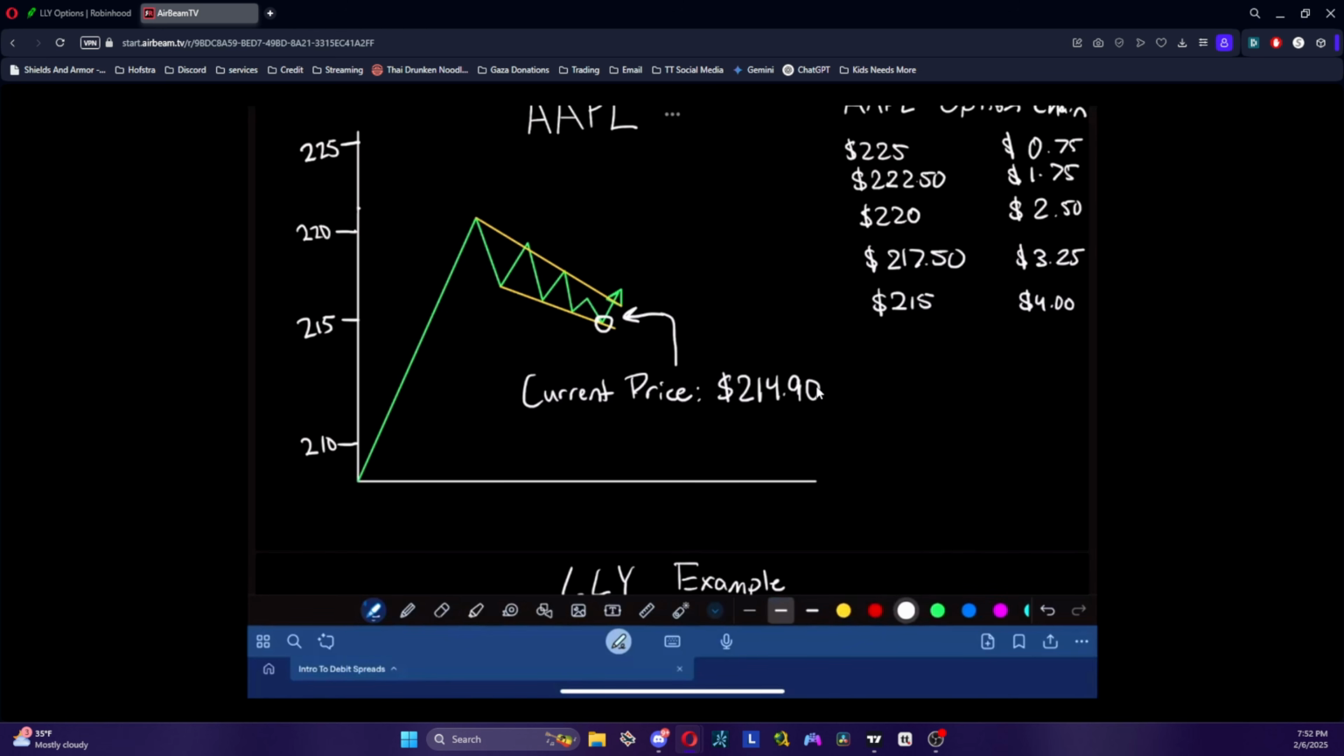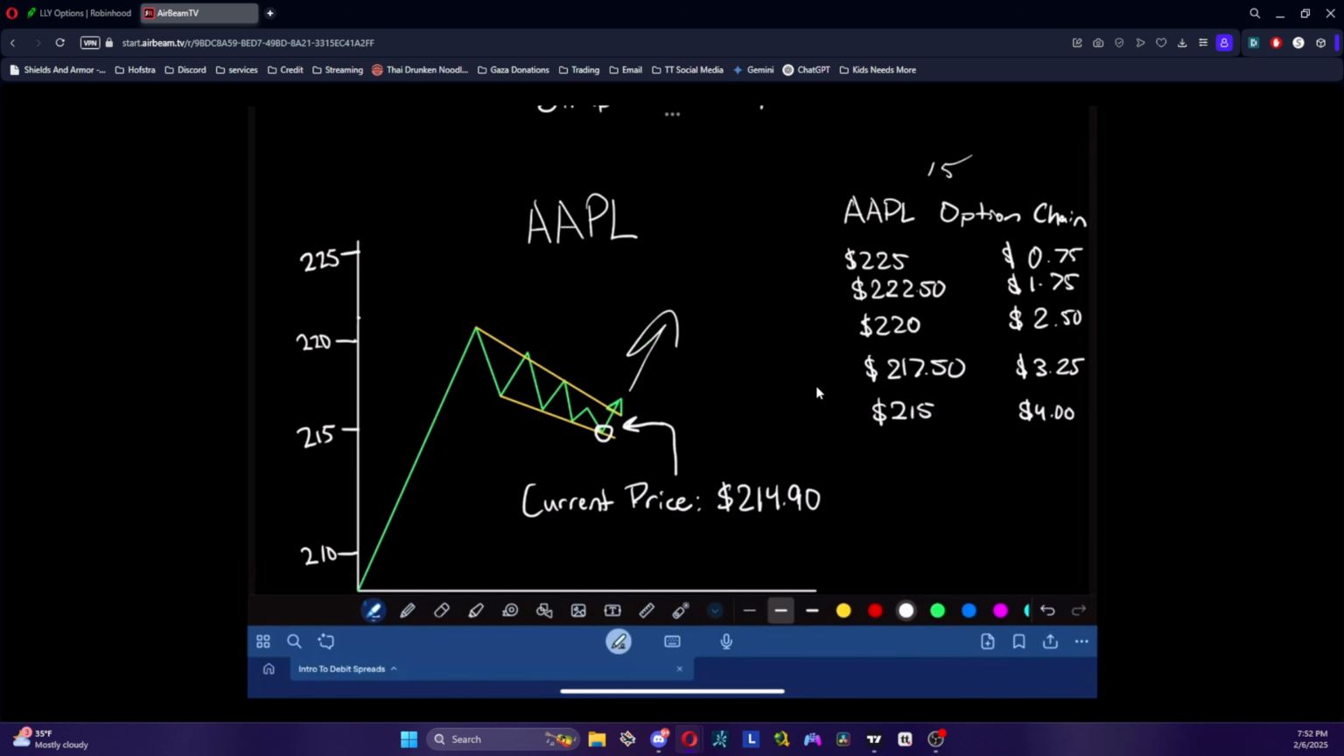Or let's say you're a little bit more confident in the bullish rally of Apple. Let's say you think Apple's going to reach $220. I can buy either the 215 or 217.50, it does not matter as long as it's below the strike of 220. So let's say, for example, I'm going to still buy the 215 contract, and let's say I sell the 220 contract.